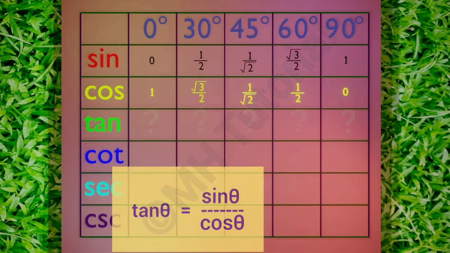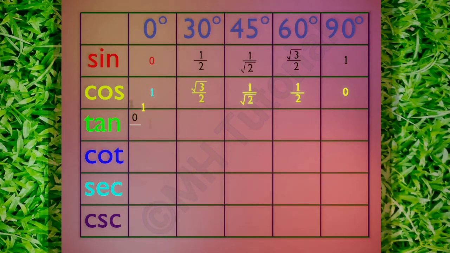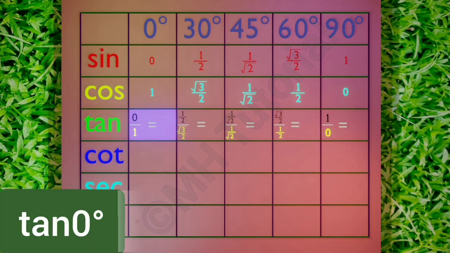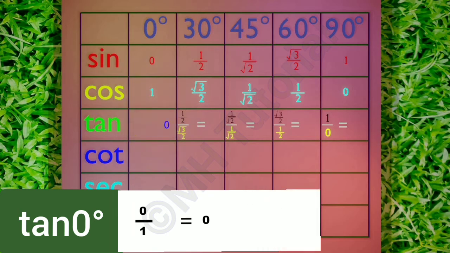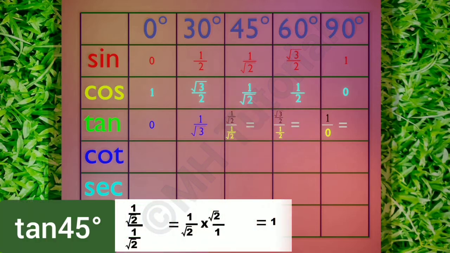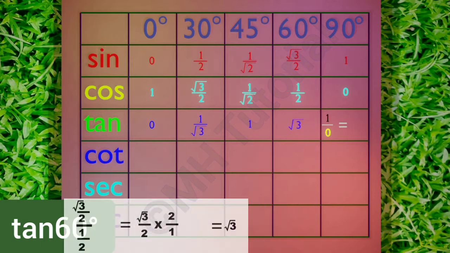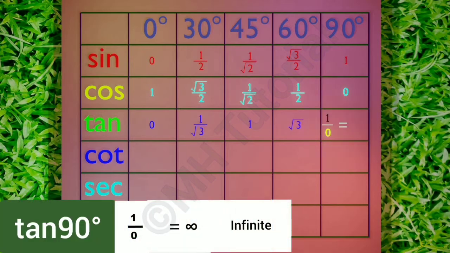To find tan values, do note that sine by cos equals tan. So divide sine values by cos values in each column and get the corresponding tan values. In the first column, 0 by 1 gives 0. In the second column, half divided by root 3 by 2 gives 1 by root 3. In the third column, 1 by root 2 divided by 1 by root 2 gives 1. In the fourth column, root 3 by 2 divided by half gives root 3. In the last column, the value is infinite or undefined, since any number divided by 0 gives an infinite value.